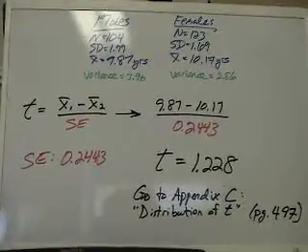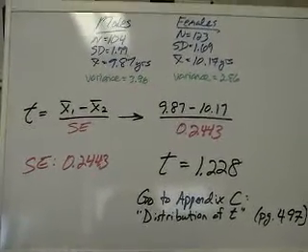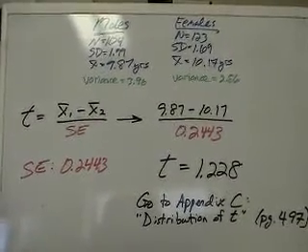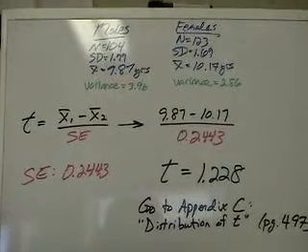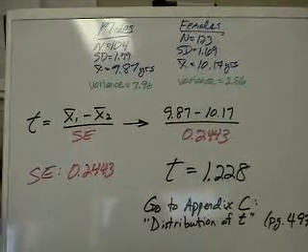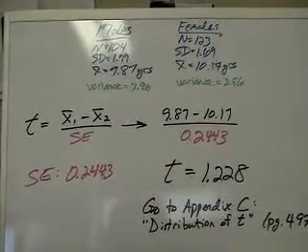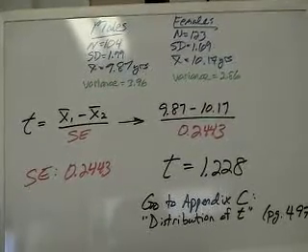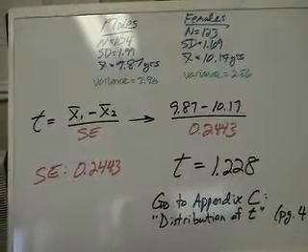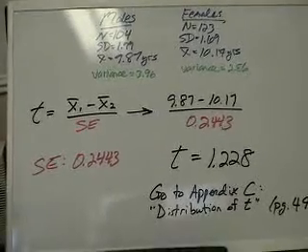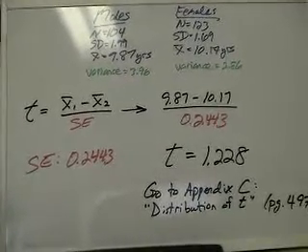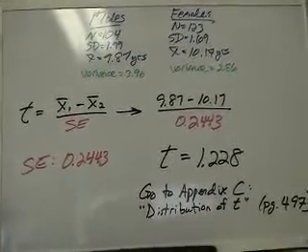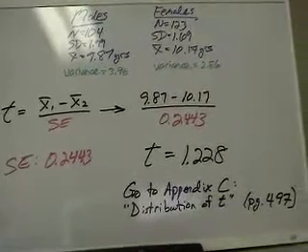Okay, we're almost done. So, if you plug in your numbers, you get 9.87 minus 10.17 divided by your standard error of 2.443. And you get a final t-score of 1.228. Again, it ends up being negative if you subtract the means in this way, but it doesn't really matter. You just want to get the difference between the two. Now, you have your t-score of 1.228.